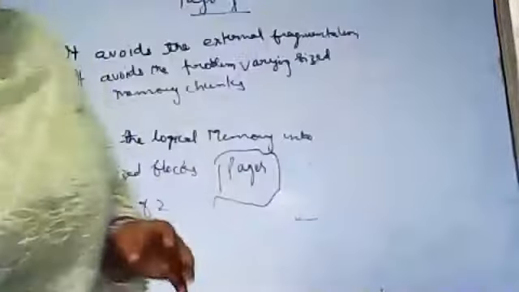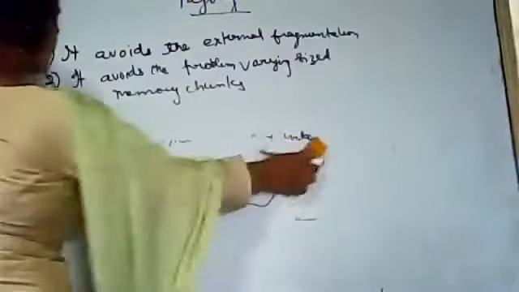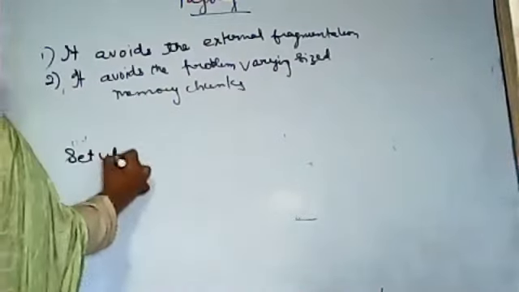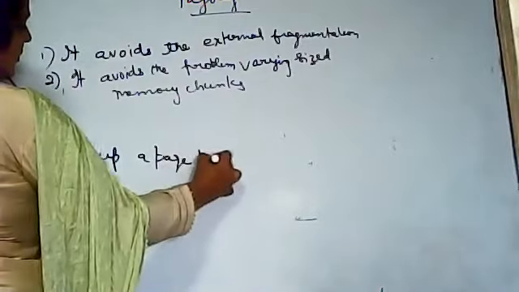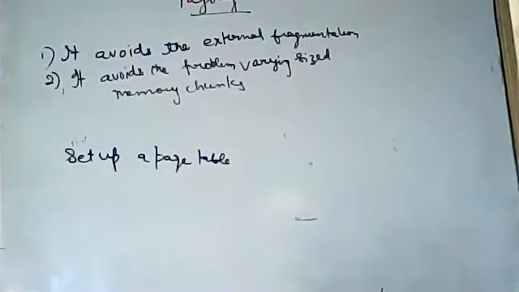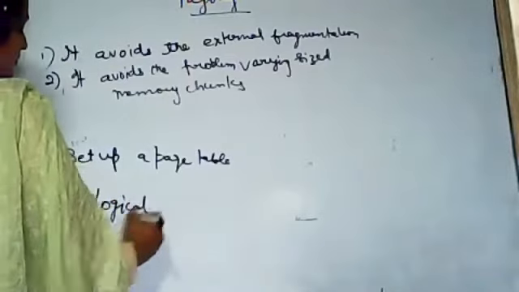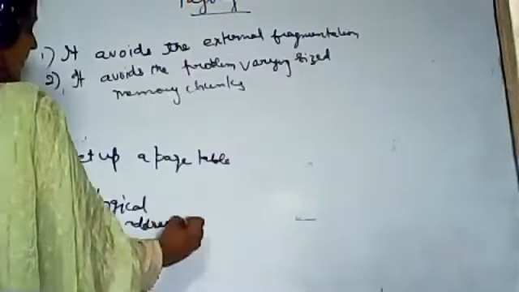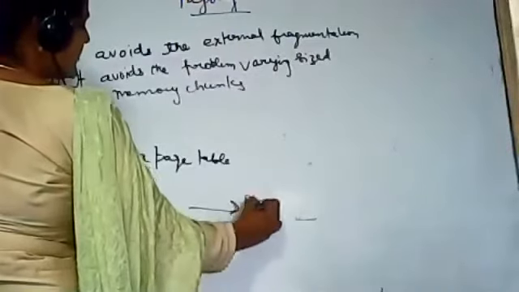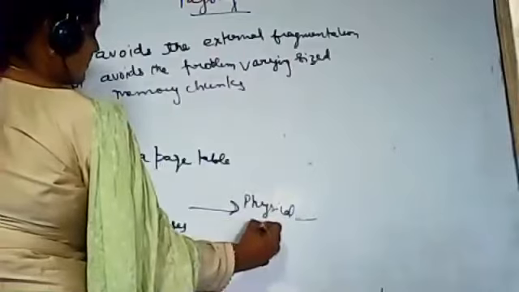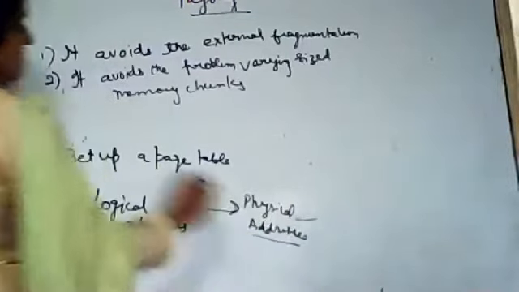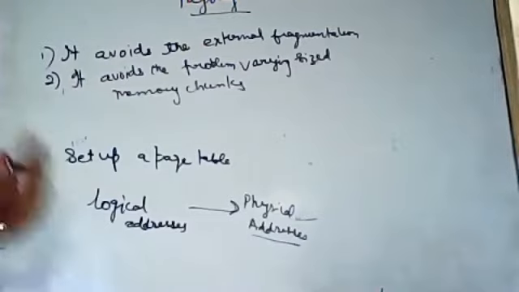Set up a page table to translate logical to physical addresses. So there should be a translation. Paging says set up a page table. Why is this page table required? So that we can translate logical addresses to physical addresses. Translation.